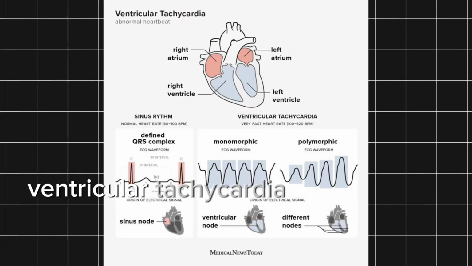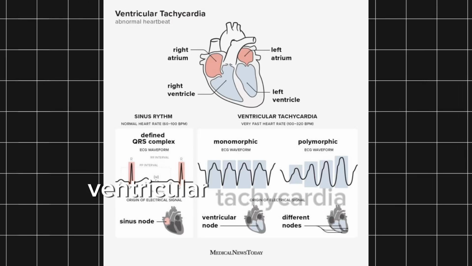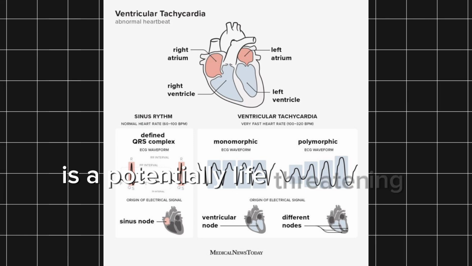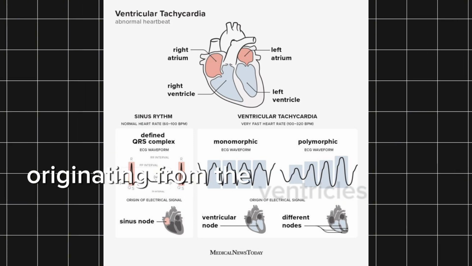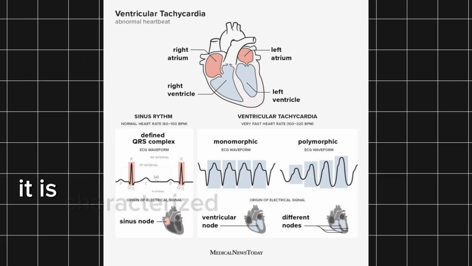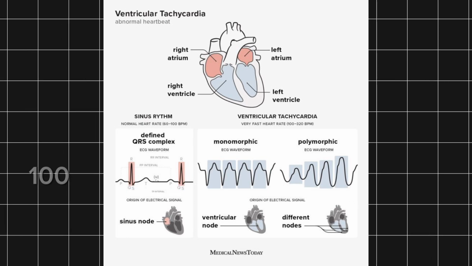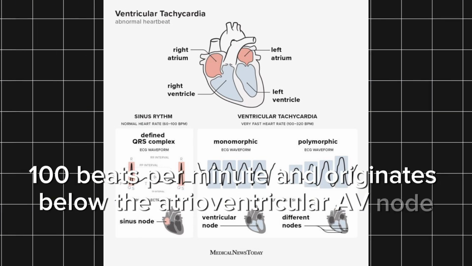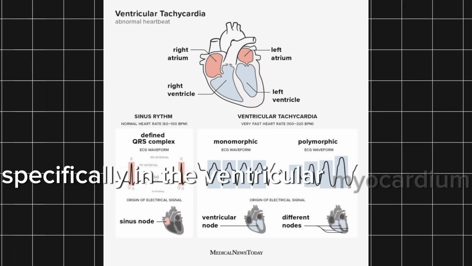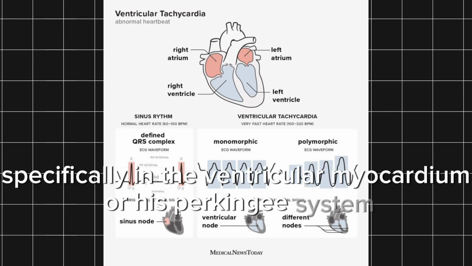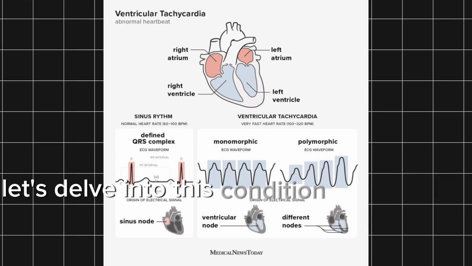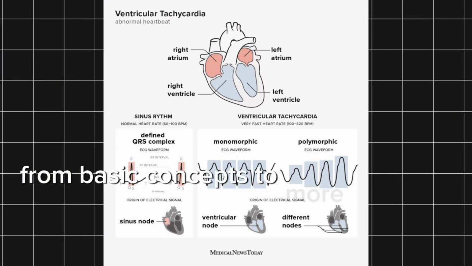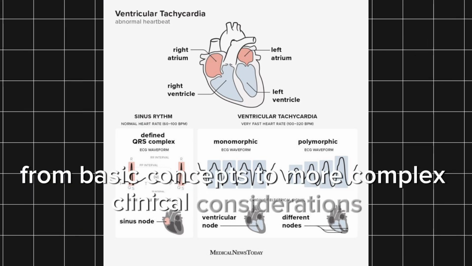Ventricular tachycardia, an overview. Ventricular tachycardia, VT, is a potentially life-threatening arrhythmia originating from the ventricles of the heart. It is characterized by a rapid heart rate, greater than 100 beats per minute, and originates below the atrioventricular AV node, specifically in the ventricular myocardium or His-Purkinje system. Let's delve into this condition step by step, from basic concepts to more complex clinical considerations.